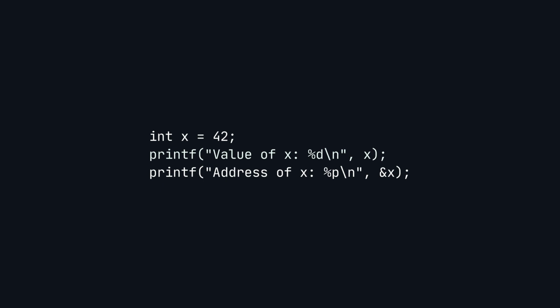Here's a simple example. The first printf shows you the value stored in x, which is 42. The second one shows you where x lives in memory. That %p is the format specifier for pointers, and the ampersand gets the address.